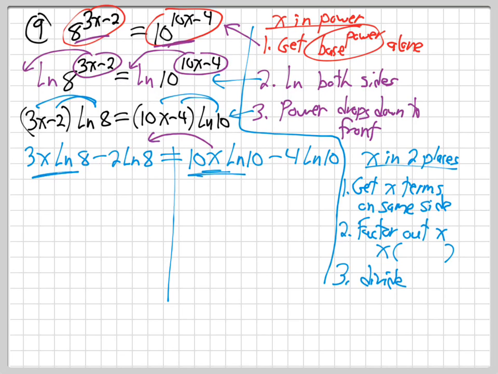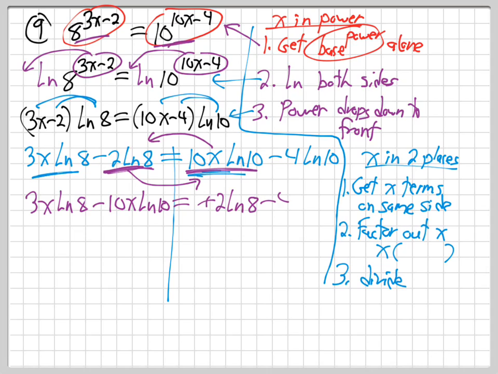So, first step, get the x terms on the same side. So I'm going to jump this term this way and this term that way. Remember, when things jump to the other side, they switch their sign. So 3x ln 8, and this 10x ln 10 jumps over, becomes minus 10x ln 10 equals, and then this minus 2 ln 8 jumps to the other side, becomes plus 2 ln 8. Right? So when things jump to the other side of the equal sign, they change their sign. We're really just adding them or subtracting them to the other side. Okay, now, so that's step 1, get them on the same side. See how these 2 x terms are now on the same side?